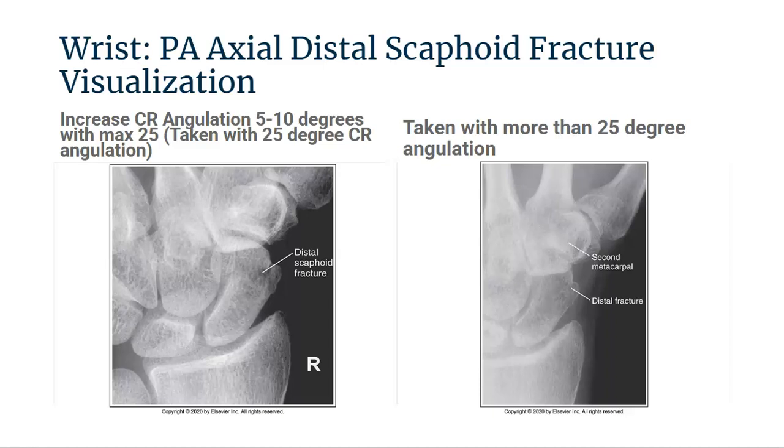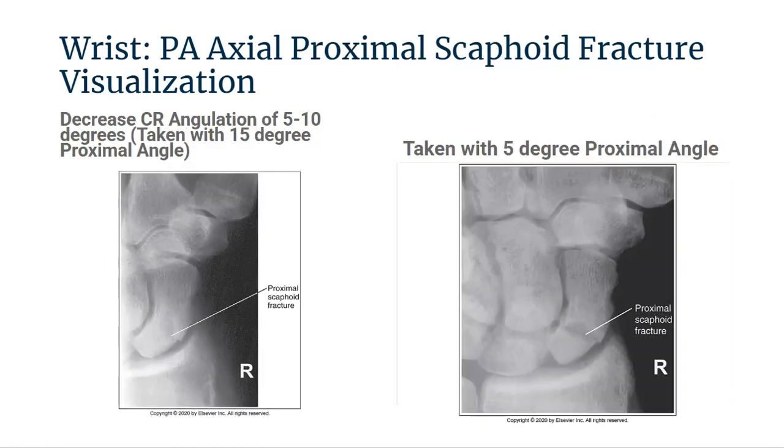If you recall, I spoke on angling for distal and proximal portions of the scaphoid. And so let's just dive into this central ray angulation and how it applies to both distal and proximal scaphoid fractures. For distal scaphoid fractures, to best visualize these fractures, you want to increase the central ray angulation by about 5 to 10 degrees with a maximum of 25 degrees. This adjustment improves the separation of the scaphoid from overlapping structures, making fractures easier to detect. However, you have to be cautious because if you exceed that 25 degrees, the proximal first metacarpal may project onto the distal scaphoid, obscuring the area of interest. So stay within that range to maintain that optimal clarity.